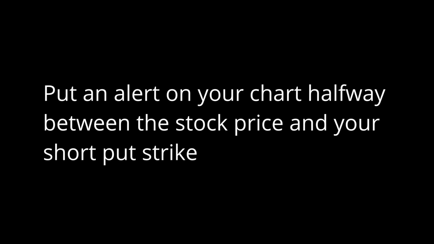In the event that a trade isn't working and the stock price is moving lower, you need to create a decision point. Gavin McMaster from Options Trading IQ, a 20-year trading pro, says put an alert on your chart halfway between the stock price and the short put strike. If you're monitoring your trade and it's a losing credit spread, if that midway point is reached, you need to react and then adjust your trade.